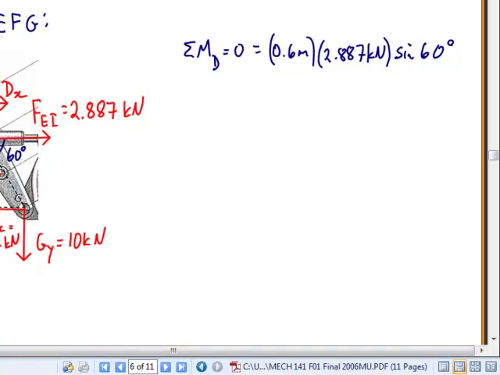Next force that's going to produce a moment is going to be this one, FBF. That's going to be positive or negative moment? Negative. So minus its lever arm, 1.2 meters, FBF, sine 79.11 degrees.